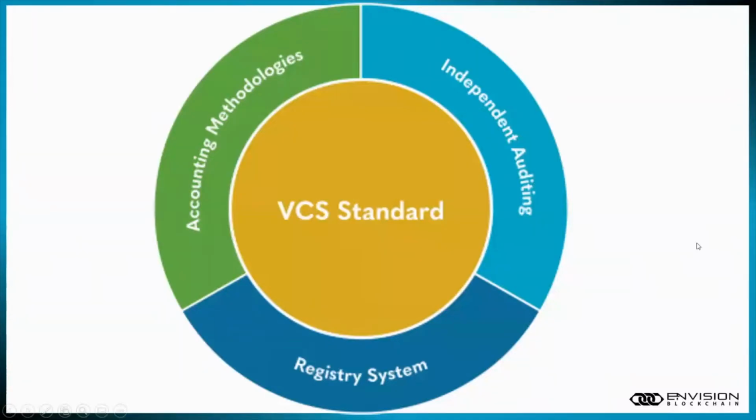The VCS standard is the Verified Carbon Standard. It's the leading offset standard for validating and verifying greenhouse gas reductions. And it consists of a registry system that records the life cycle of the assets, which are VCUs, verified carbon units. Each verified carbon unit represents 1 metric ton of CO2 removed from the atmosphere. And it also involves independent auditing from VVBs, validation and verification bodies. And it also publishes approved accounting methodologies for different project types.